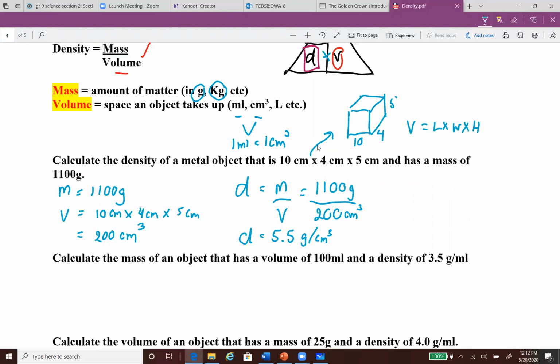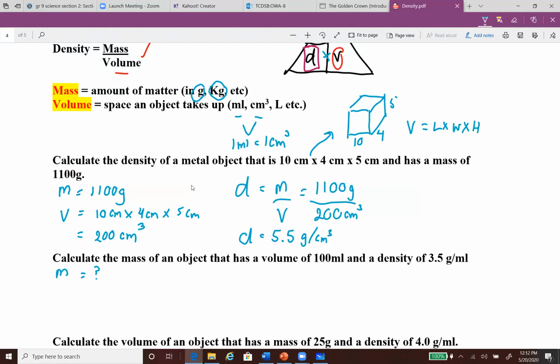Okay, so you see the way density is expressed is in mass per unit of volume. All right, so that's one example. Here's another one. In this case, we're not looking for the density, we're going to look for the mass. So we're going to try to identify the mass.